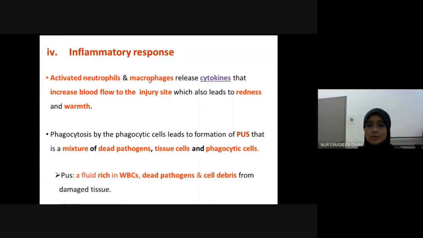Okay. So phagocytosis by the phagocytic cell leads to the formation of pus. That is a mixture of dead pathogen, tissue cells and phagocytic cells. So what is pus? It is a fluid rich in white blood cells, dead pathogen and cell debris from damaged tissues. Dia macam tenanah lah. Okay.